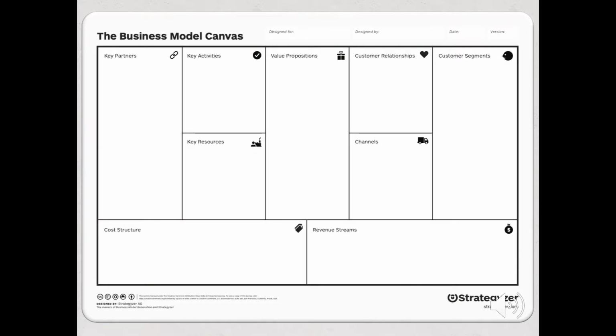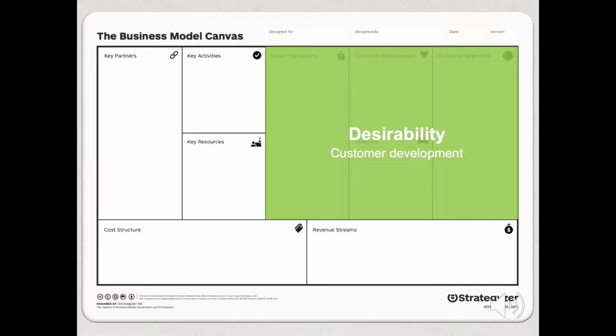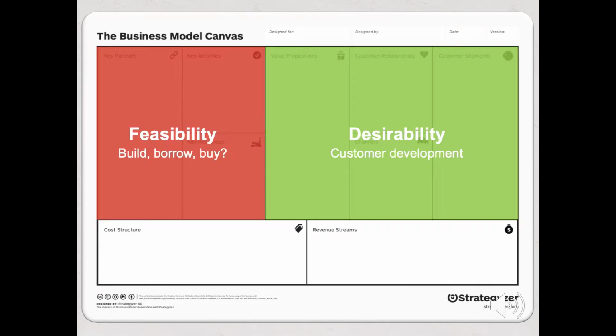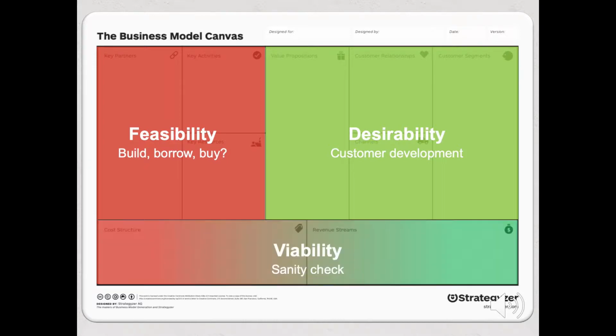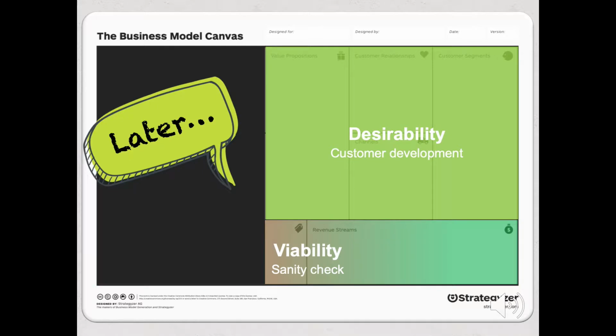We can also think of the layout in the following way. The right-hand side is focused on how desirable our products and services are to customers. The left-hand side is focused on the feasibility, or how to make the right-hand side possible and optimised. And the bottom section, which looks at the financial aspects of the business, is to examine how viable or profitable the business is likely to be. As I mentioned, we'll deal with the left-hand side of the business model canvas in Learning Task 2.